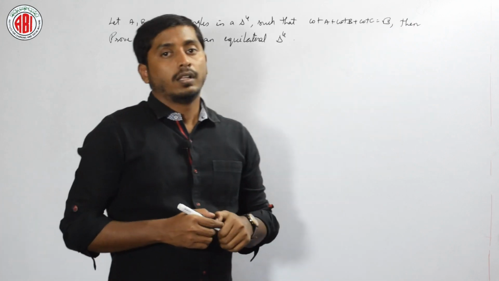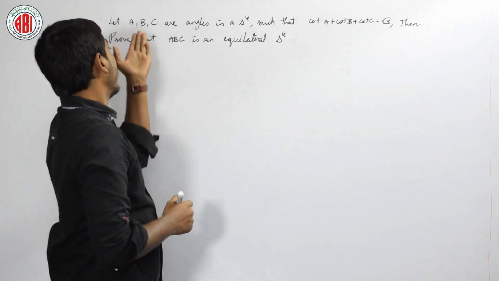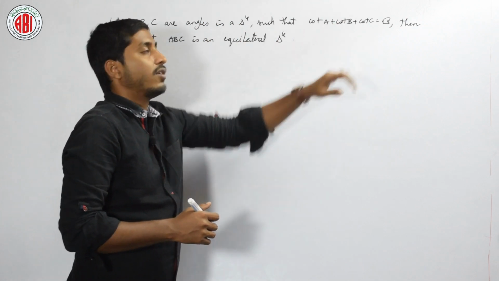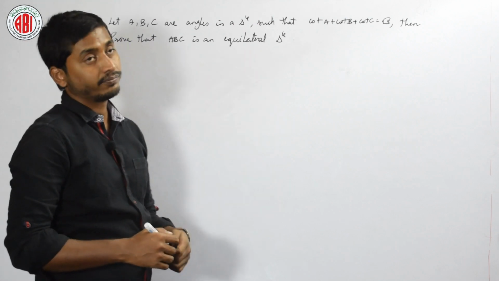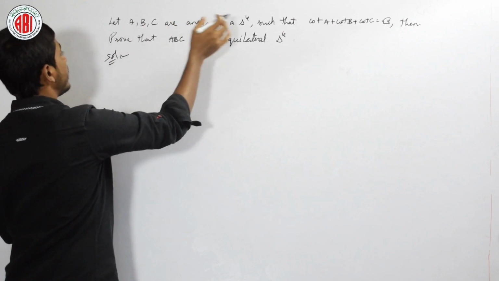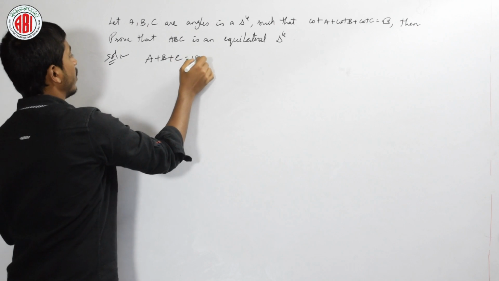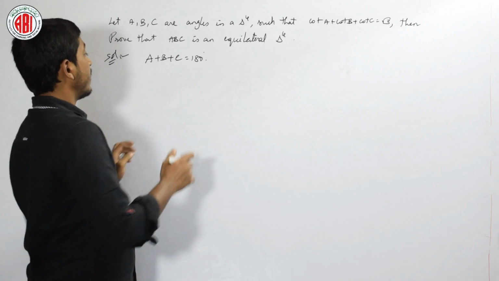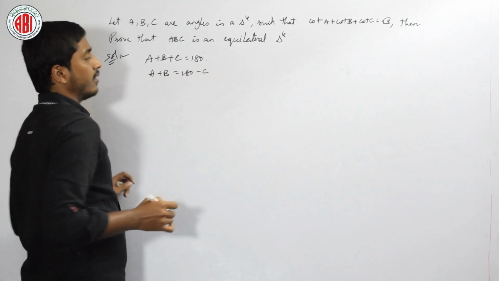Let us go. See here the question, it is a kind of tricky question and a lengthy question. He gave that A, B, C are the angles in a triangle such that cot A plus cot B plus cot C equal to root 3. Then he is asking us to prove that ABC is an equilateral triangle. Let us do that. Let us write the solution. He gave that A, B, C are the angles of a triangle, that is A plus B plus C is equal to 180 degrees. Okay. Now let us send this C that side. What it will become? A plus B is equal to 180 minus C, right.